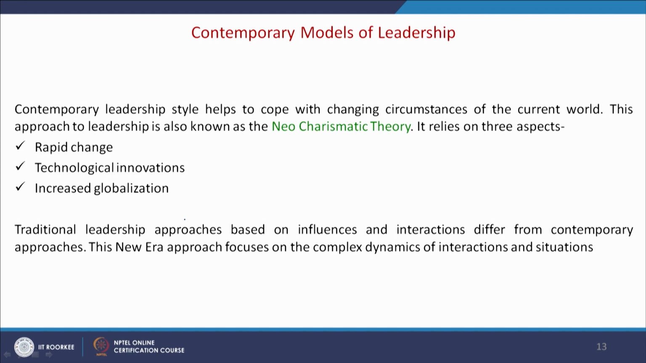When the globe is becoming small and we are approaching every kind of workforce, what different kind of leadership style is required to cope with the situation? Traditional leadership approaches are completely based on influence and interaction, that is, to what extent a particular leader can influence the members and encourage them to perform the task. But when we talk about contemporary models of leadership, the approach is new: the new leadership styles focus on the complex dynamics of interactions and situations. People are not important in that way, but what kind of interactions are happening in what type of situations. It becomes a different scene.